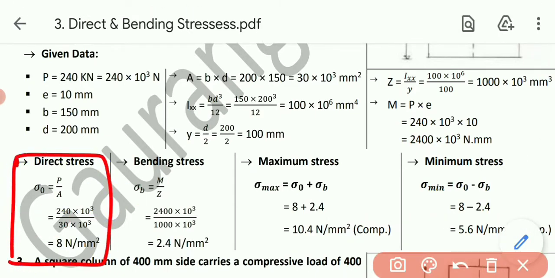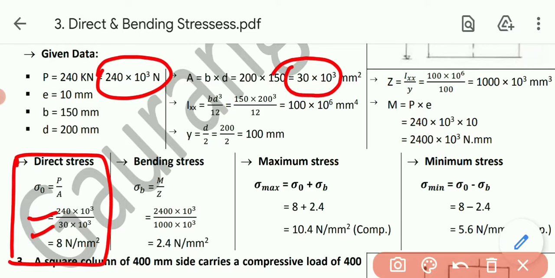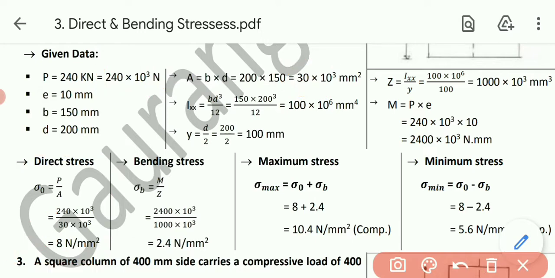Direct formula: sigma 0 equals P by A. Now P, that is 240 into 10 raised to 3, and area we have calculated over here, 30 into 10 raised to 3. So ultimately I will get the answer sigma 0, that is 8, and as it is stress, the unit will be Newton per mm square. So first, that is sigma 0.